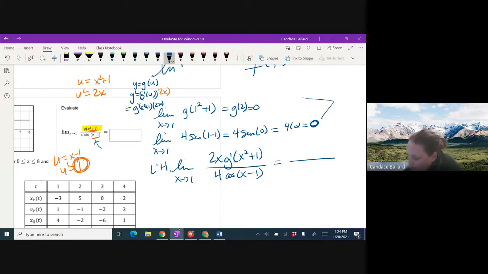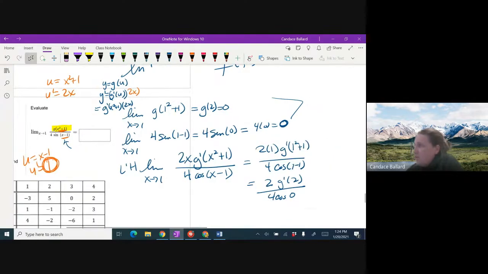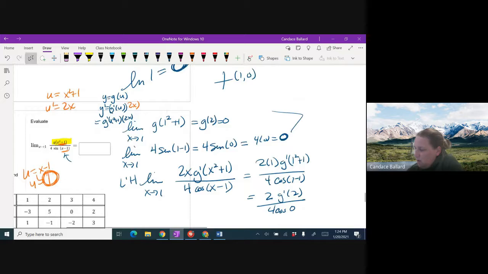All right, so I've got 2 times 1 times g prime of 1 squared plus 1 over 4 times the cosine of 1 minus 1. All right, so I'm seeing g prime of 2 over 4 cosine of 0. All right, what's the cosine of 0? What's the cosine of 0?